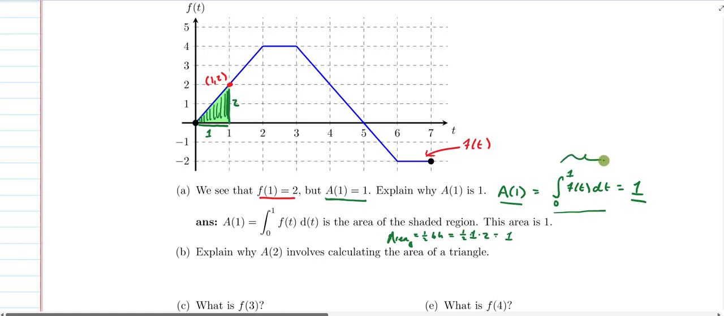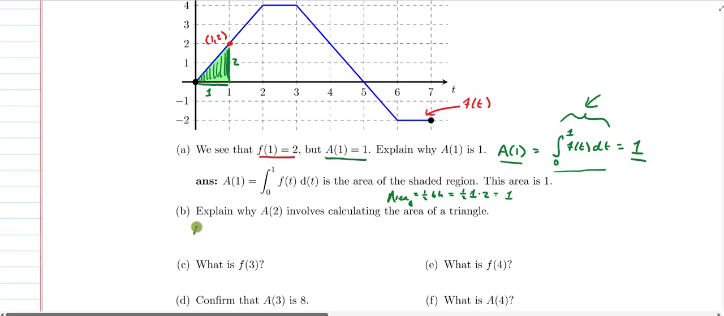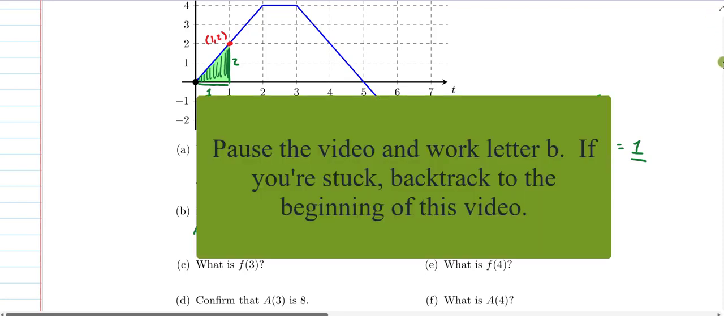Please do not shortcut this middle step, folks. Even if you get the right answer, you're not setting yourself up for success with these problems. So what I'd like you to do is compute a sub 2 and explain why it involves computing the area of a triangle. So pause the video and give that a shot.